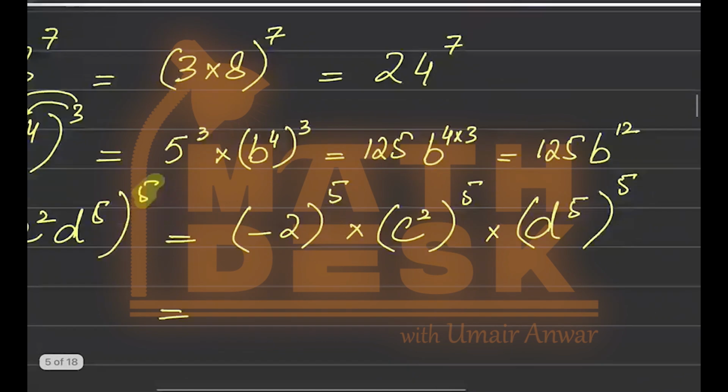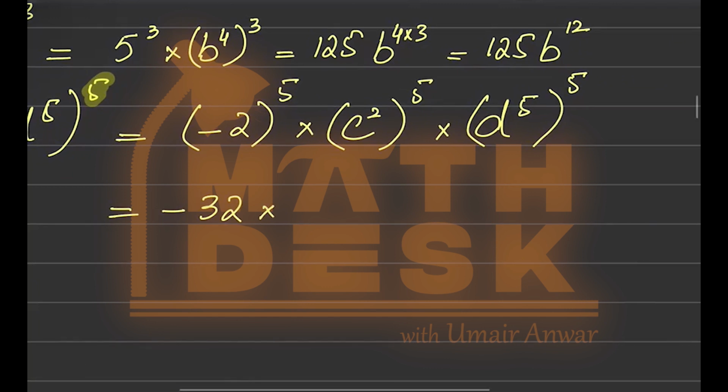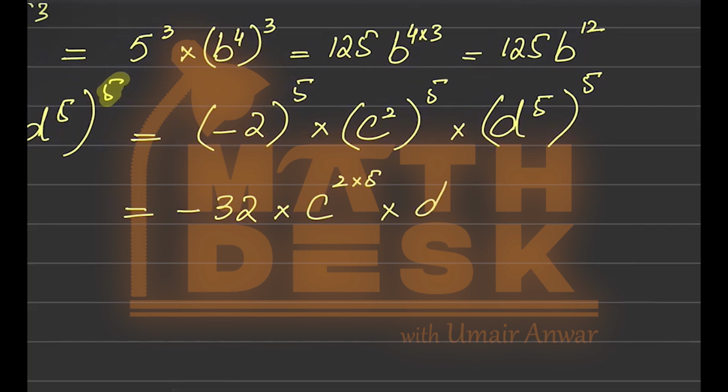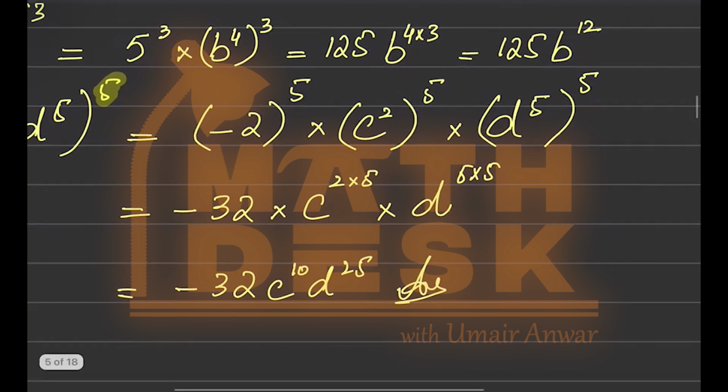Now similarly, if minus 2 has a power of 5, it is a negative base with an odd power, so the answer would be negative, and 2 raised to 5 means the answer would be 32. In the second factor, we would be applying the third law of indices, where both the indices would get multiplied with each other. Similarly, in the third factor, both indices would be multiplied. Now it becomes minus 32 times c raised to 10 and d raised to 25. This would be the final answer for this part.